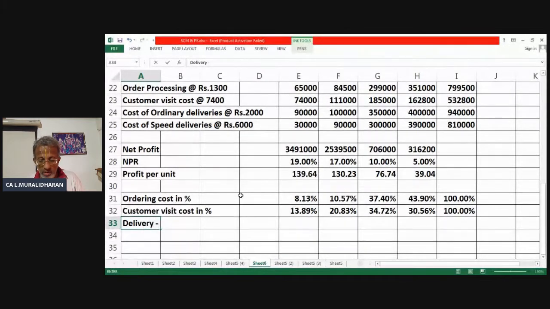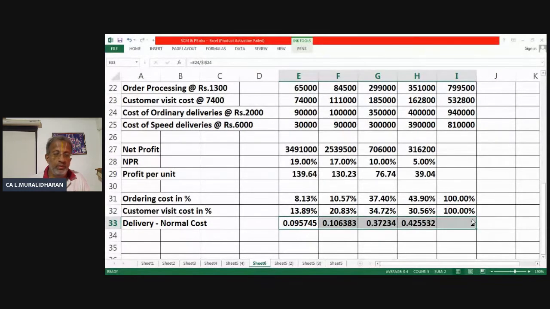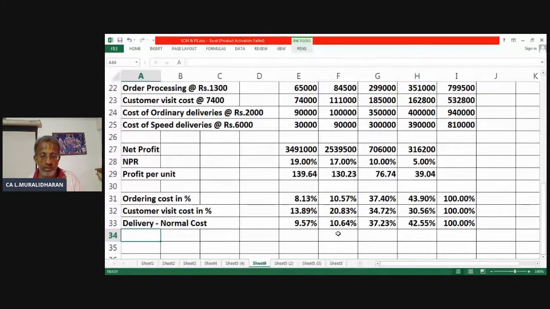Delivery normal cost. 90,000 divided by 9,40,000. Speed delivery cost.